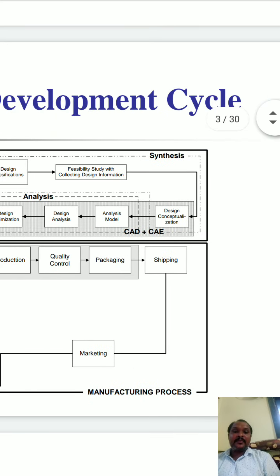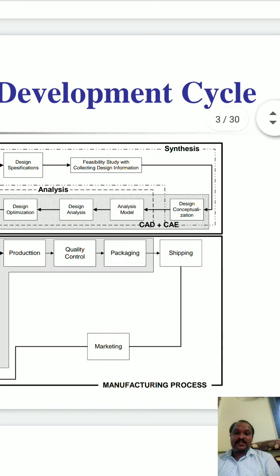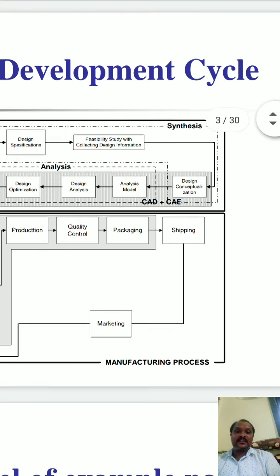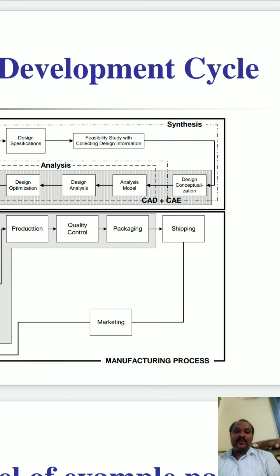Next part is design conceptualization. Design conceptualization means concept. You have the idea, you have the design, you have the diagram of how it looks. Conceptualization means you are going to make a concept. Your concept should be virtual, and after you do the design it should be in working condition. So that is your design conceptualization. Then it will move towards the analysis phase.